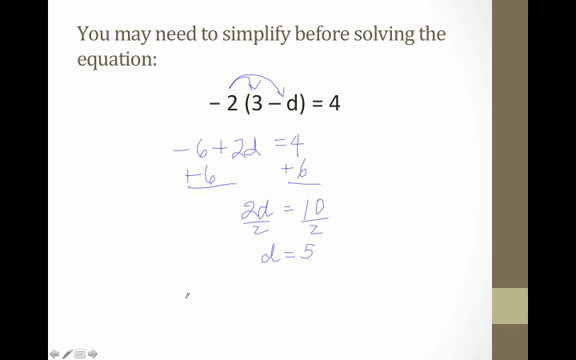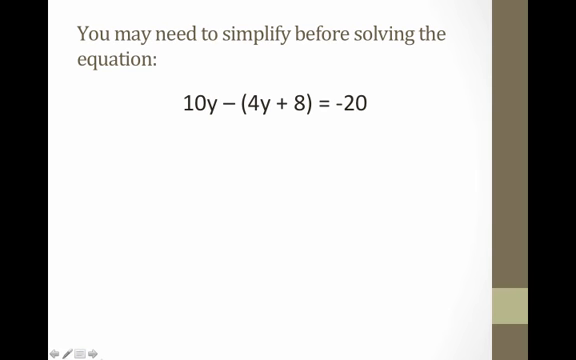Plug it back in, see if that worked. Negative 2 times 3 minus 5 equals 4. This part is negative 2, so negative 2 times negative 2 equals 4. Oh, yes, negative 2 times negative 2 does equal 4. Thank you very much. Okay, awesome. And here's one you can stop the video and try on your own.